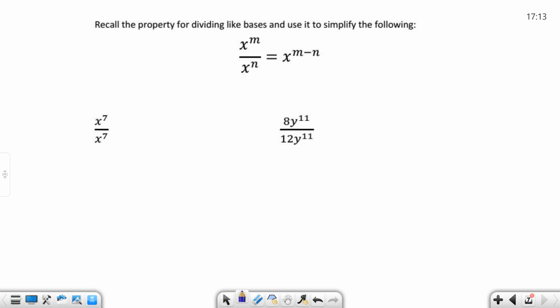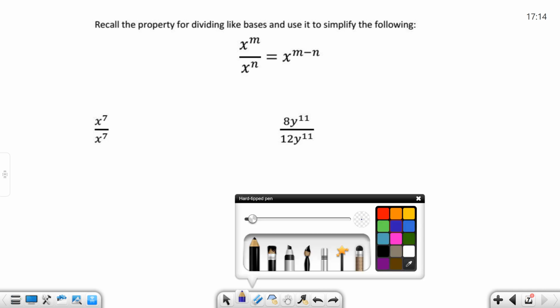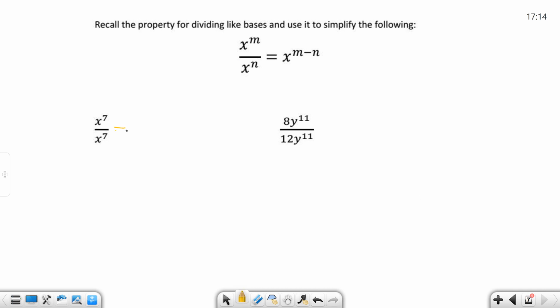And what I want to do is kind of combine it with, recall the property for dividing like bases and use it to simplify the following. So combining like bases, if you have trouble with this, I have a video for that as well. It's called properties of exponents, combining like bases. You take this here, x to the m over n, just means subtract the exponents, right? Just subtract the exponents. So if I look at these exponents here, this is going to be x to the 7 minus 7, which is x to the what? 0, which is 1.